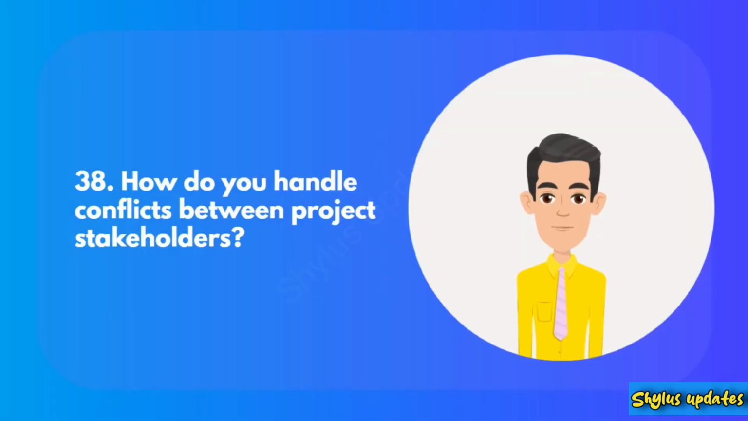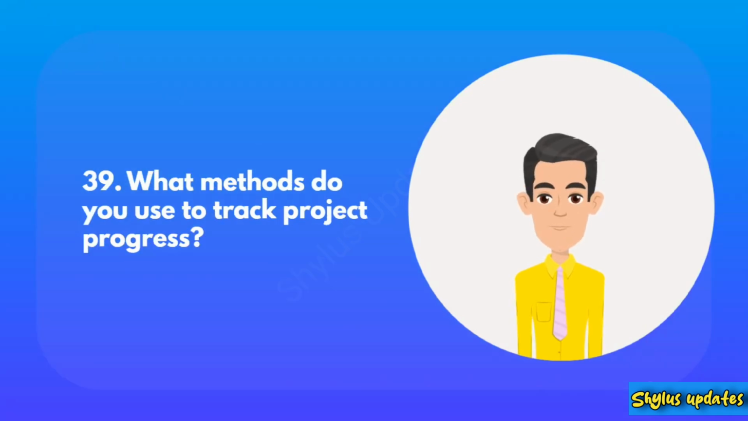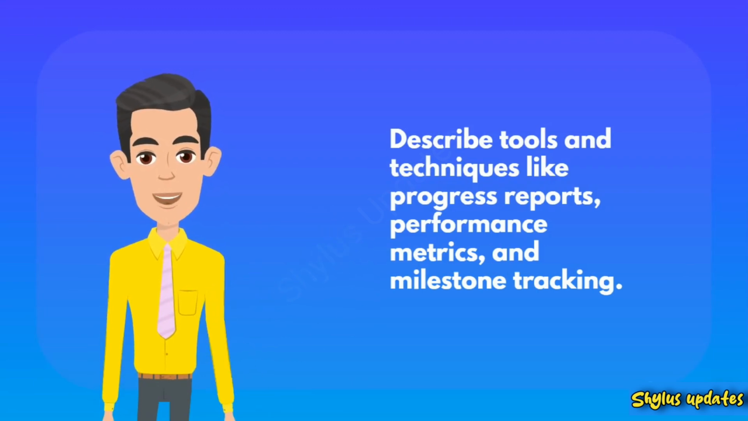38. How do you handle conflicts between project stakeholders? Explain your approach to conflict resolution, including communication and negotiation skills. 39. What methods do you use to track project progress? Describe tools and techniques like progress reports, performance metrics, and milestone tracking.